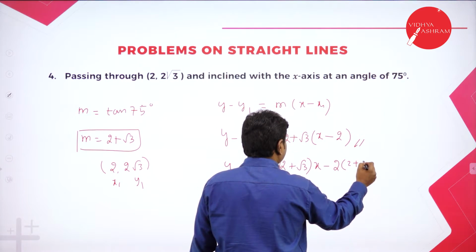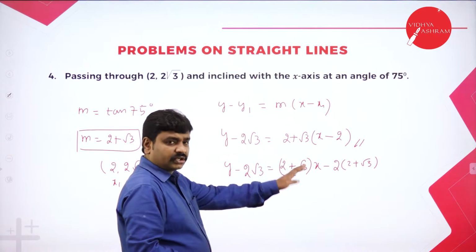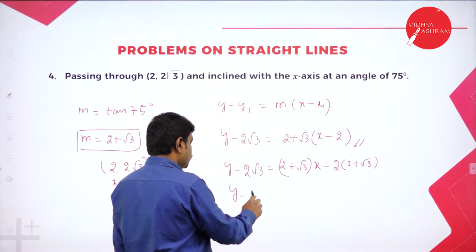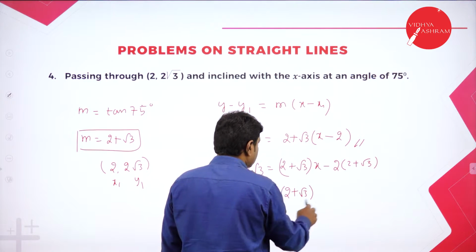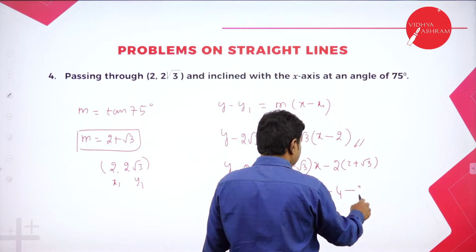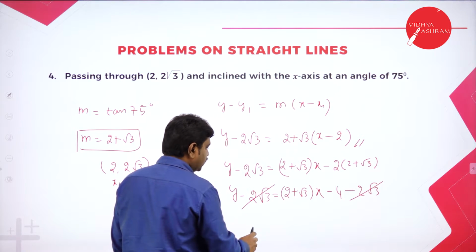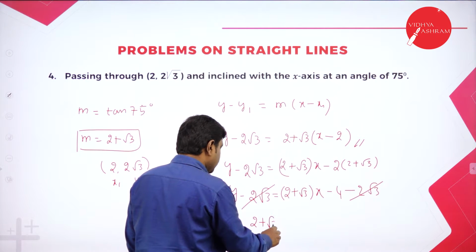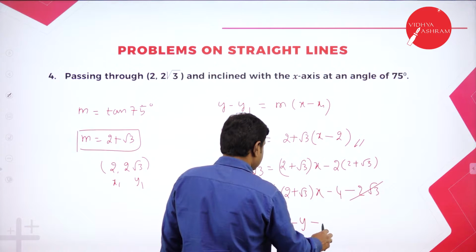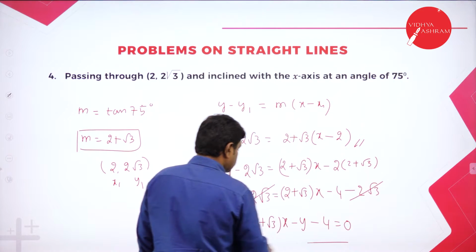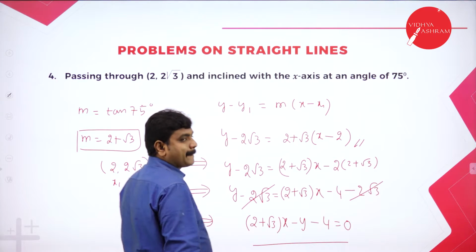Further you can simplify, you will get positive 2 root 3, negative 2 root 3 and 2 root 3 cancels. Y minus 2 root 3 is equal to 2 plus root 3 x minus 2 2s are 4 minus 2 root 3. You can cancel minus 2 root 3 on both sides, and final answer is 2 plus root 3 x, transfer y to that side, minus y minus 4 is equal to 0. This is the answer.